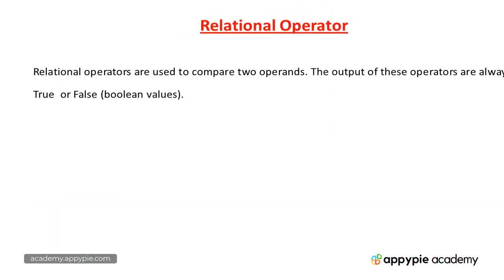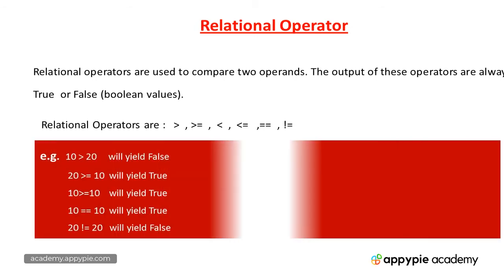Relational operators. As I have told you earlier also, relational operators are used to compare two operands. The output of these operators is always true or false. True or false are called Boolean values. Relational operators are greater than, greater than or equal to, less than or equal to, double equal to, not equal to, etc.